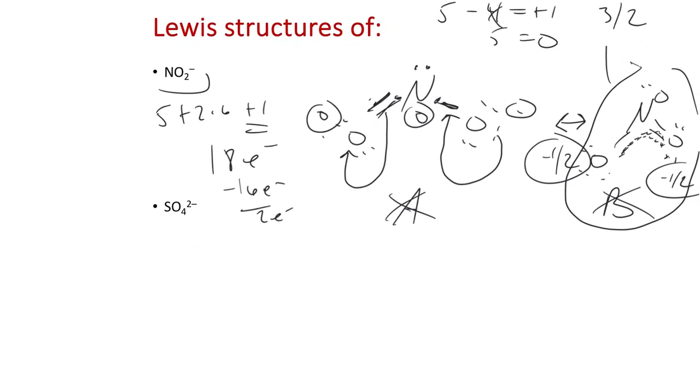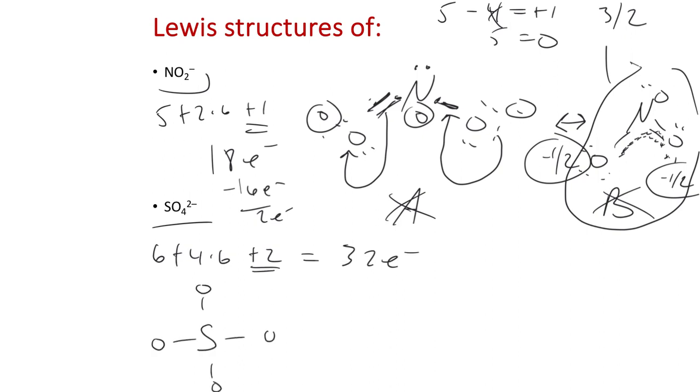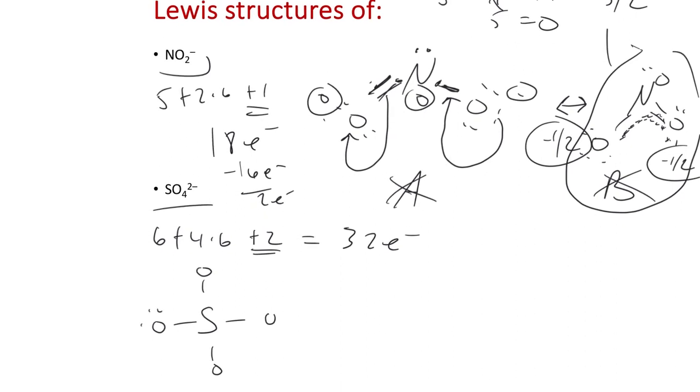Now let's look at sulfur real quick with the sulfate ion, SO4 2 minus. So 6 plus 4 times 6 plus 2 for that minus 2 charge. That gives me a total of 32 electrons. So if I single bond my oxygens and give the oxygens their octets, that'll be all 32 electrons, because that'll be 8 per O. There's 4 O's. That's all 32 electrons. So none left over for the central atom, which is good because there's really no room on the central atom for more anyway.